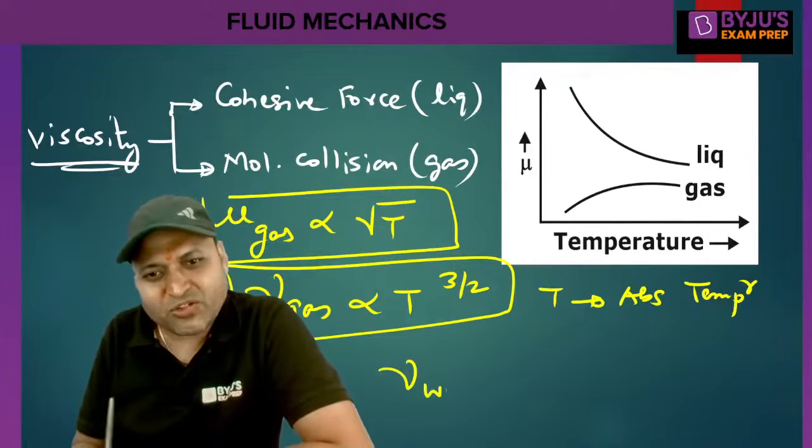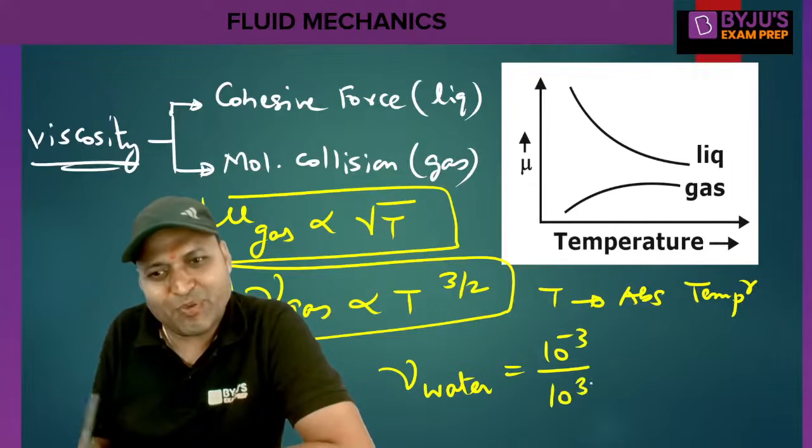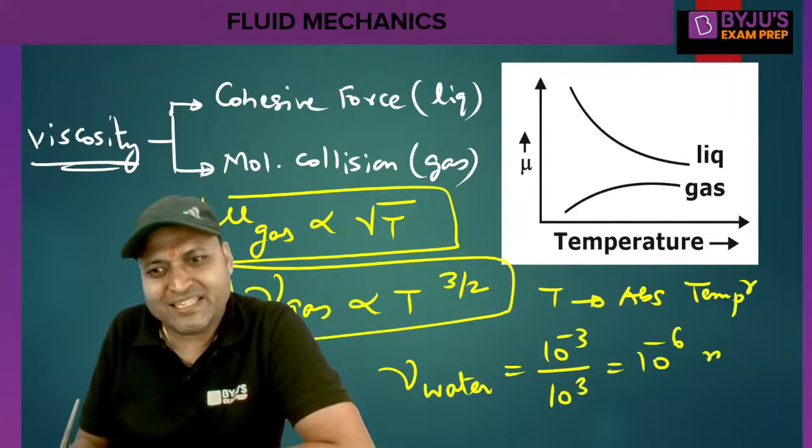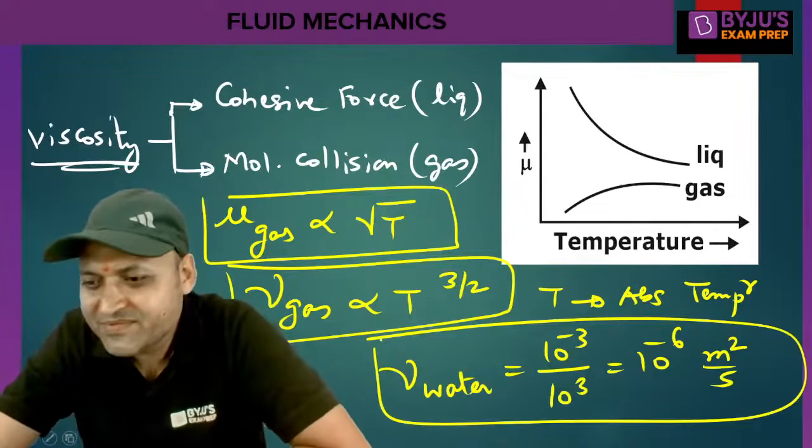What is the kinematic viscosity of water? That is 10 to the power minus 3 upon 10 to the power 3, that is 10 to the power minus 6 meter square per second. That is the kinematic viscosity of water.